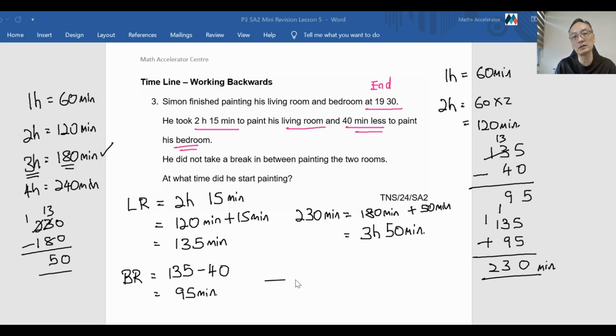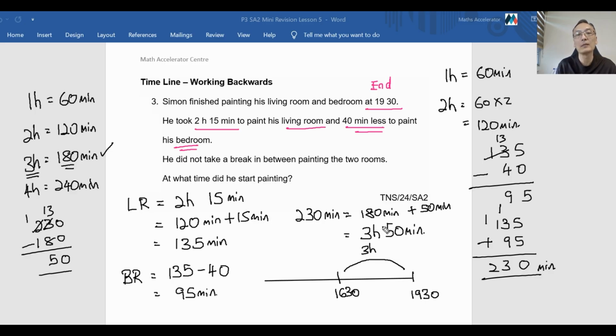So now that we know he took 3 hours and 50 minutes to paint both rooms, the final step is to construct the timeline, and we need to work backwards to reach our answer. The end time is 1930. 3 hours and 50 minutes. So here we work backwards for 3 hours first. 19 minus 3 is 16, so here will be 1630.